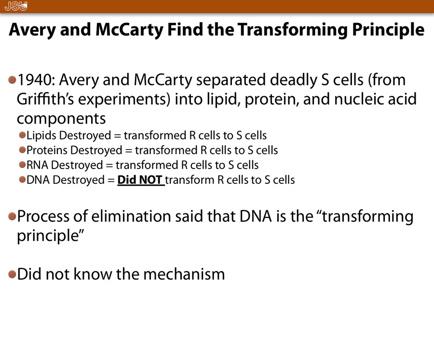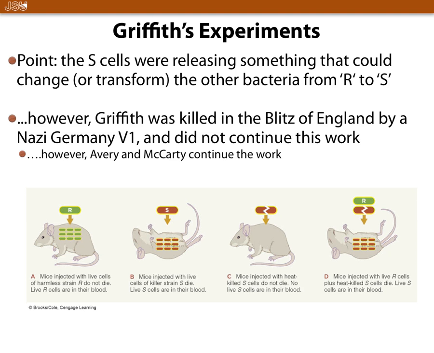We know there's something. And we know the four macromolecules are lipids, proteins, RNA, and DNA. So let's selectively eliminate each one of those and see what happens. So they destroy the lipids, the fats. They repeat this experiment right here, and they get the same result. So they know that that molecule of heredity is not a lipid.